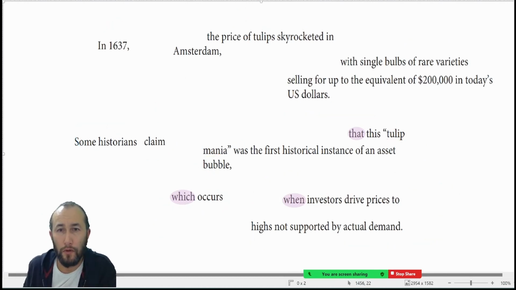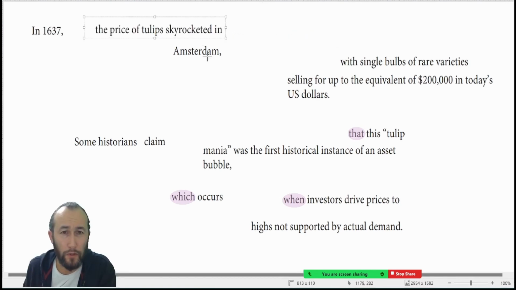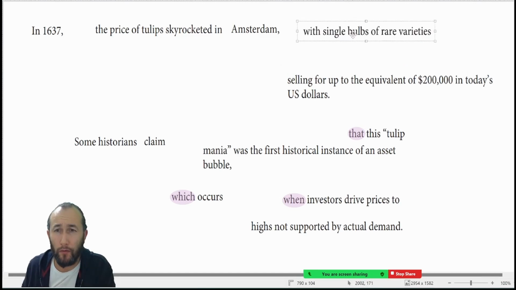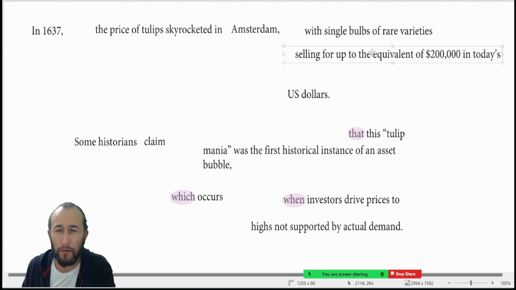So now we can bring some order to them, right? Now I'm going to put this at the very beginning. There you go. And then I'm going to bring "the price of tulips rocketed" and put it here. Okay, "in Amsterdam." So, the price of tulips rocketed in Amsterdam with single bulbs. And I'm going to put "of rare varieties selling" here together.